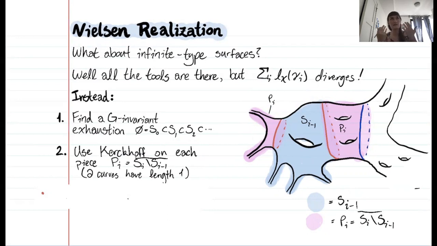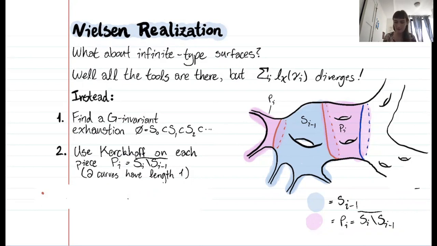So really the idea is you want to look at the stabilizer of the component, apply Kerckhoff's theorem using that stabilizer, and then sort of pull the metric back equivariantly in its orbit. And that will give you a realization of our finite group G as a group of isometries of this potentially disconnected subsurface P_i.